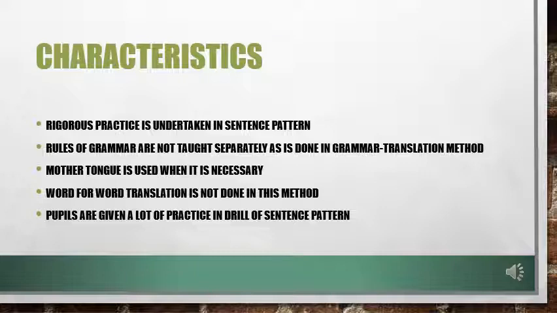And the fourth one is that word for word translation is not done in this method. That means when the teacher finds difficulty in explaining the meaning or the concept to the understanding level of the student, then the teacher can use the mother tongue. Word for word translation is not done in this method. If you are using word for word translation, it is called the grammar translation method, not the bilingual method. And the final point is that students are given a lot of practice in drills of sentence patterns. Again, the teacher should give lots and lots of practice for developing the students' sentences.